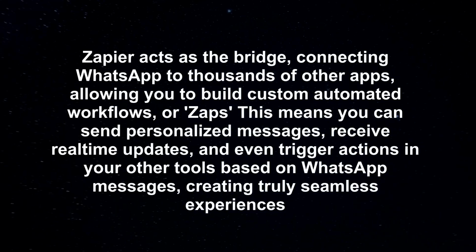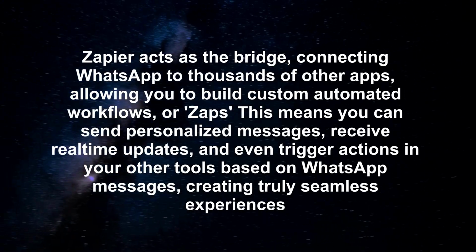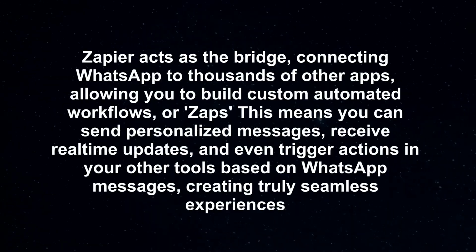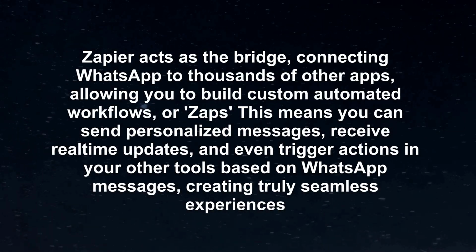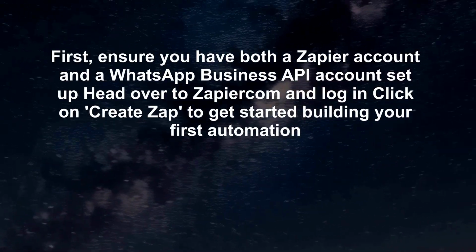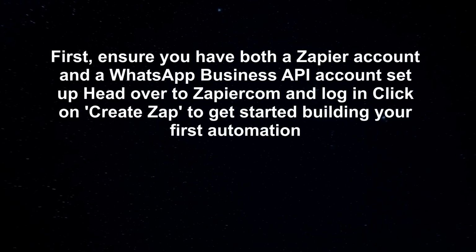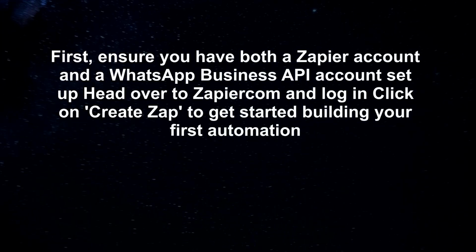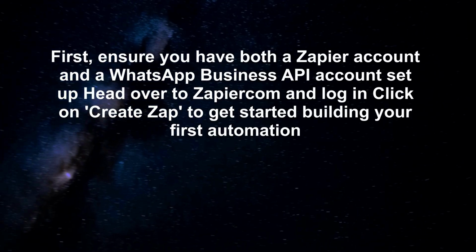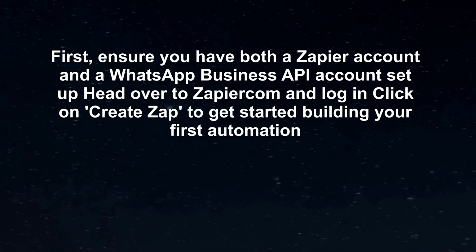zaps. This means you can send personalized messages, receive real-time updates, and even trigger actions in your other tools based on WhatsApp messages, creating truly seamless experiences. First, ensure you have both a Zapier account and a WhatsApp Business API account set up. Head over to Zapier.com and log in, and click on Create Zap to get started building your first automation.